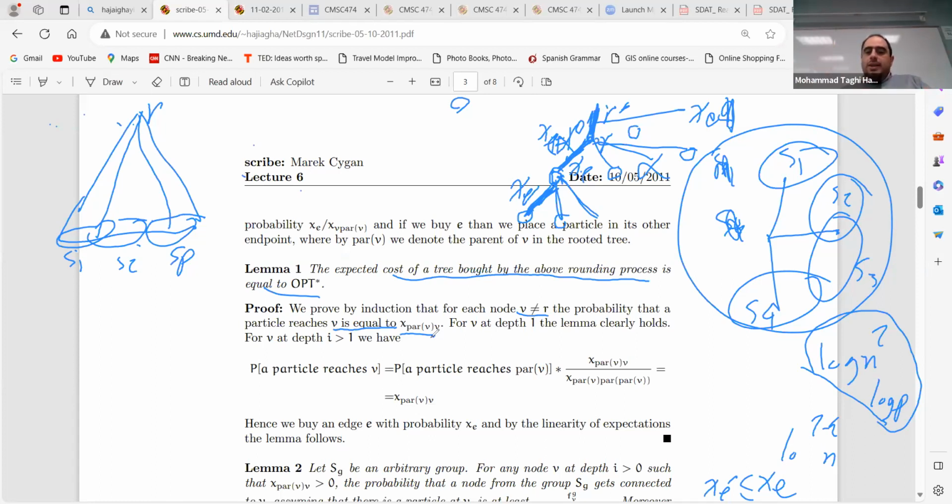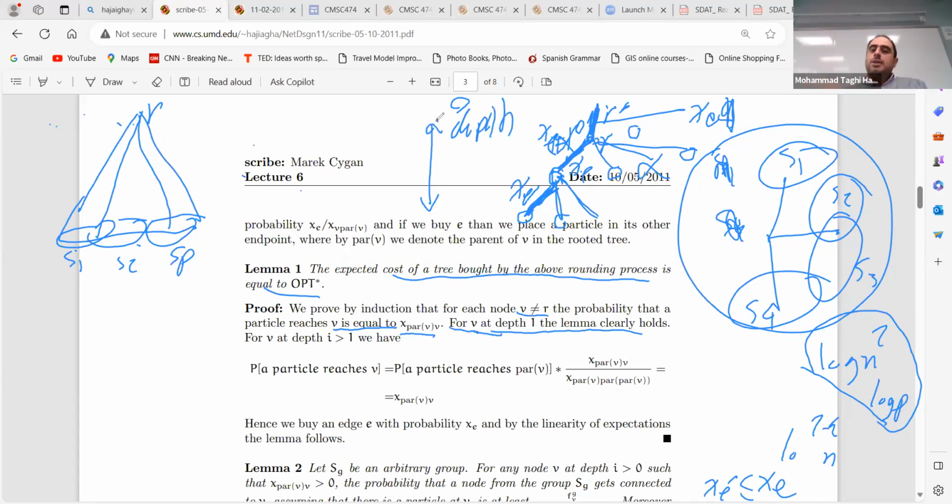Now, why do I have it essentially? The induction here is on the depth. So if V is at depth 1, the lemma holds correctly. Essentially, as I mentioned, you can add even this vertex V becomes the root. So depth is counted from here.